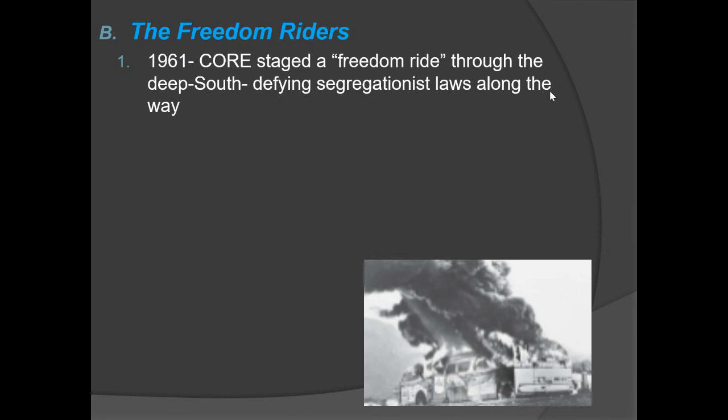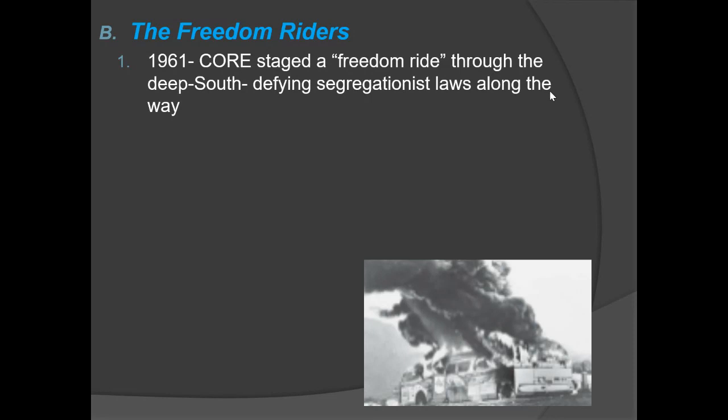And you had this group of activists that were a part of this group called CORE. And these were mostly pretty young, like college students. So I'm probably not much older than you all. And these were Black people and white people and men and women. And they wanted to test these new laws.